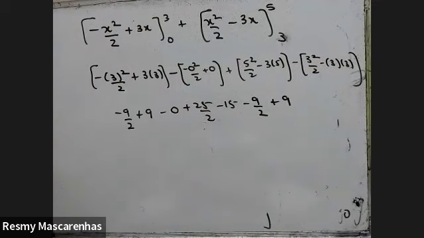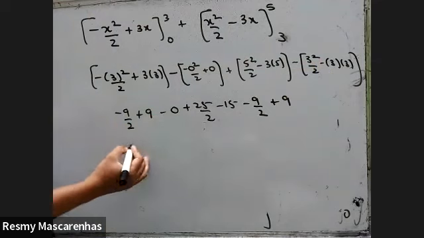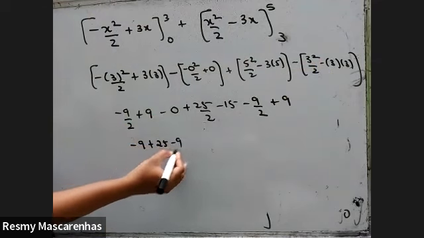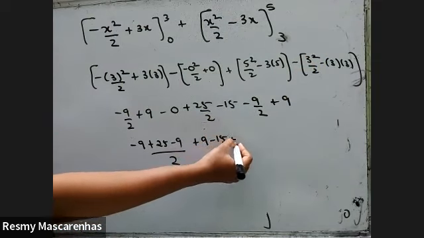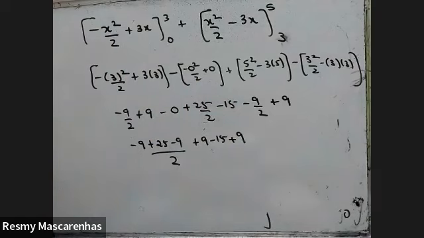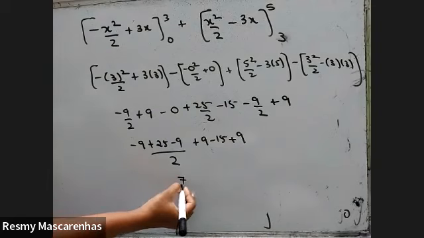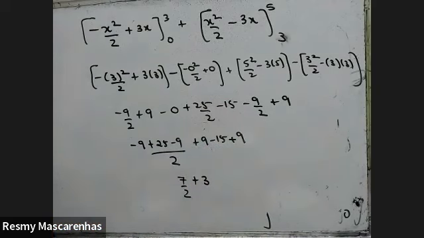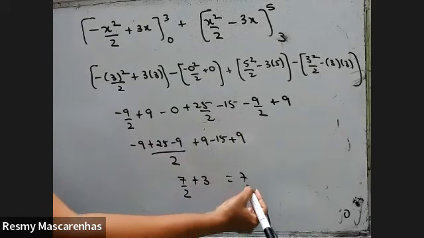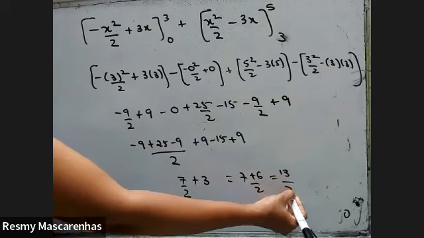Now all upon 2, you bring them together. These two common things. So this will be 7 by 2 plus 3. 13 by 2 will be the answer.